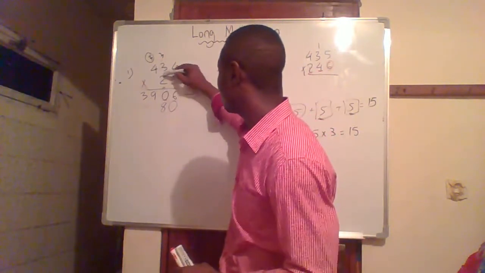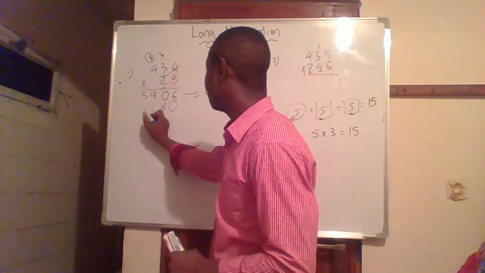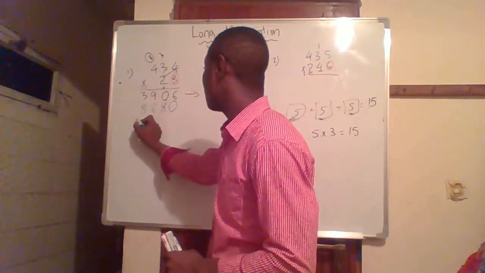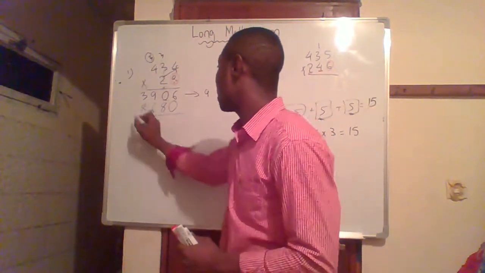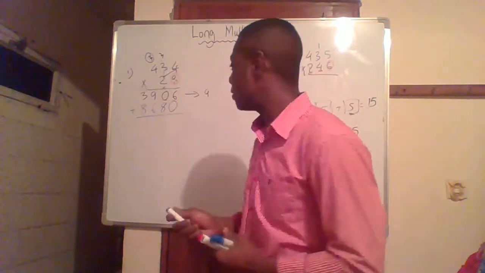So we can multiply 2 times 2, which is 4. 2 times 4, it's 8. So I'm done multiplying 2. Then my long multiplication is almost over. For it to be over, I need to add up the 2 numbers.